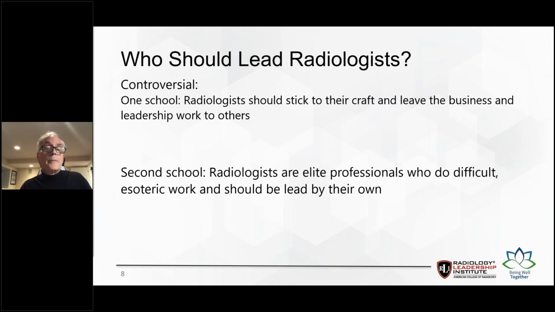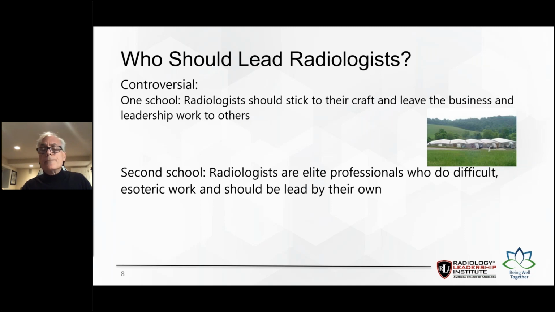The first time I actually heard this stated explicitly was in another country. It's this notion that we should stick to our craft and leave the hard things, the business and the leadership work, to other people while we focus on generating RVUs. I have a name for it, and it's sort of a theory.